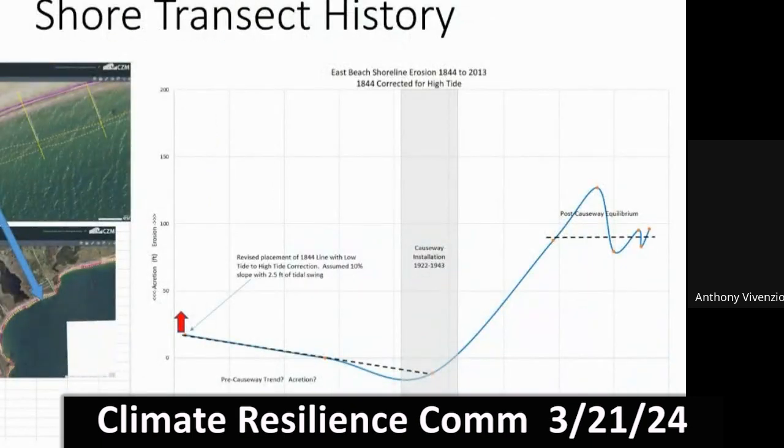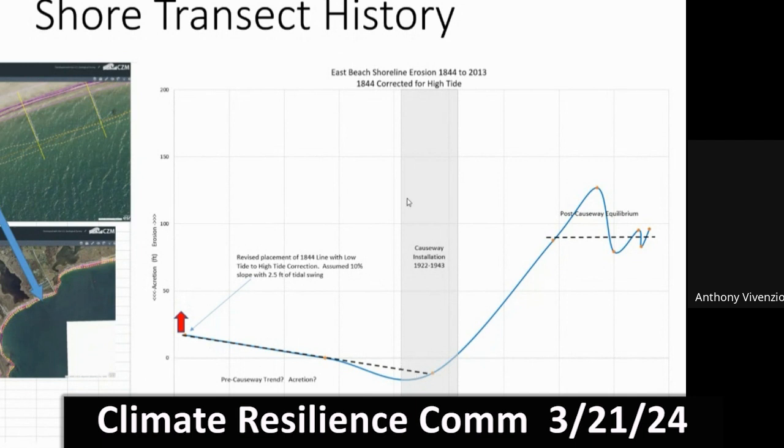And then when we look at the shoreline transect history, and this is courtesy of Mike Sullivan's research and the Mass Shoreline Coastal Erosion Viewer, we can see that prior to the causeway on the left, and these dots here represent shoreline surveys, that there was a trend of accretion. So when you're going in this negative axis, the vertical axis is accretion.